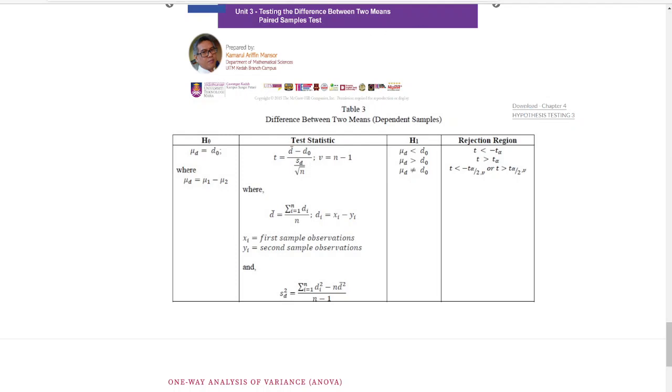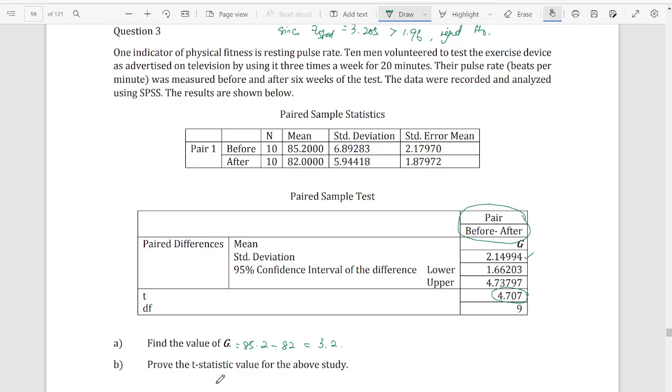Okay, so in this situation, to find the T value, T is simply equal to X before minus X after, and then divide by SD over the square root of N. In this case, XB minus XA that we calculated earlier is 3.2, and then divide by SD, which is 2.14994, and then divide by the square root of N. N is equal to 10, so square root of 10. So you calculate this.